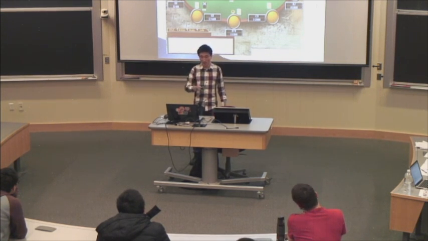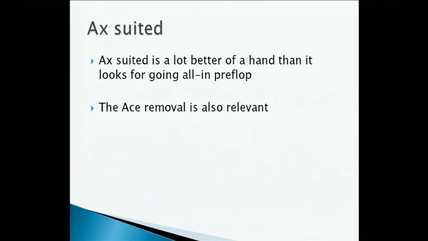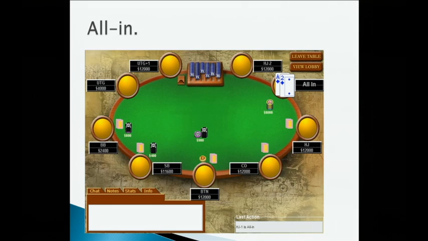Ace-2 suited is another example of a hand that's pretty good to go all in with, because if they have a better ace, you're still suited, so you have chances of catching up. And the fact that you remove an ace, like there's less aces out there for them to have, is quite relevant, actually. There are 3 aces out there for them to make a good hand to call you with, instead of 4.